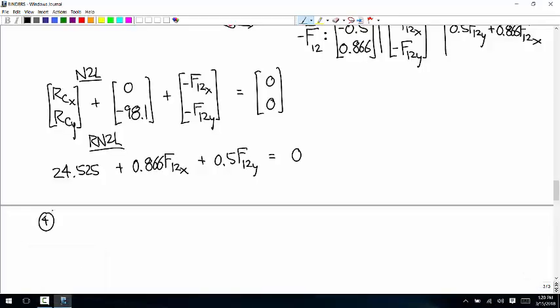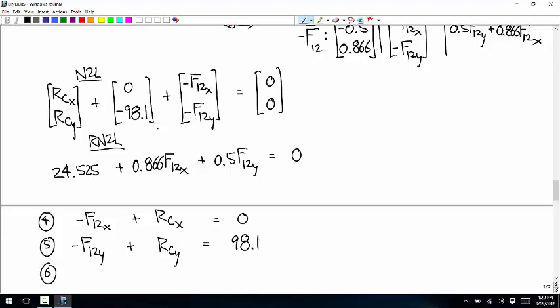Equation 4 says negative F12x plus RCx is equal to 0. Equation 5 says negative F12y plus RCy is equal to positive 98.1. And equation 6 says 0.866 F12x plus 0.5 F12y is equal to negative 24.525.